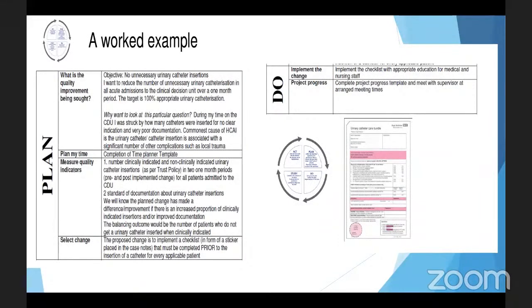So we identified an issue, okay, and we said that our objective is, in our plan we will write our objective that we do not need any unnecessary urinary catheterizations and we want to reduce this number, and the target is that 100% of patients get appropriate urinary catheterization, okay.